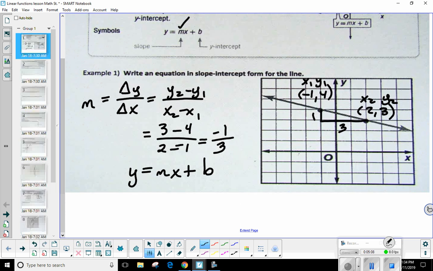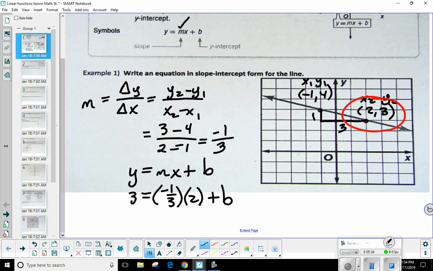We'll choose a point. John, what do you like? The -1, 4 or the 2, 3? He likes the 2, 3. So I'm going to use this point. I've got an x and a y. We just found the slope m. I'm going to plug everything in. So y equals 3 equals the slope -1/3 times the x value of that same point, 2, and then plus b. You could just work backwards and figure out your y-intercept.